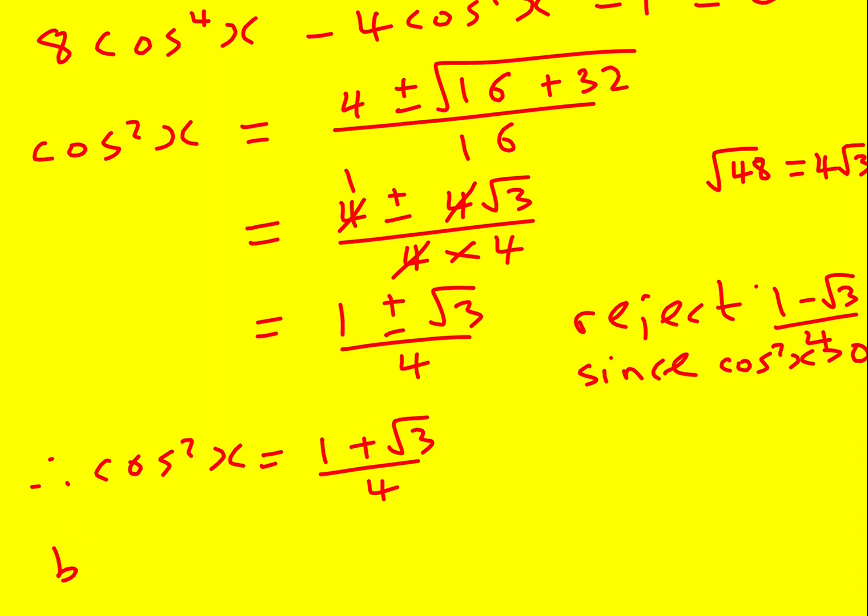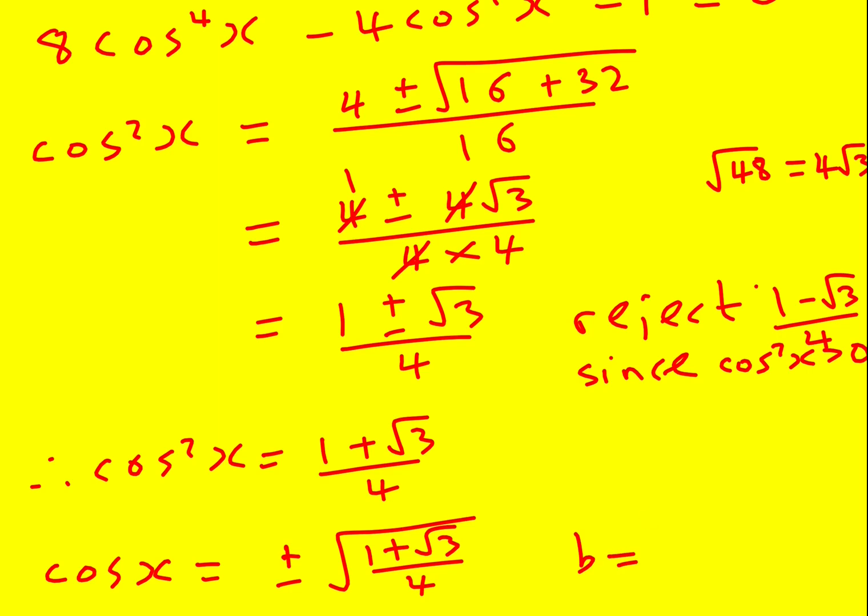We really wanted x, didn't we? But we're just going to have to cope with it being in terms of an inverse cos function. B is going to be inverse... Sorry, I've rushed it, haven't I? Because I haven't even said what cos x is yet. So cos x will equal plus or minus the square root of (1 plus root 3) over 4.